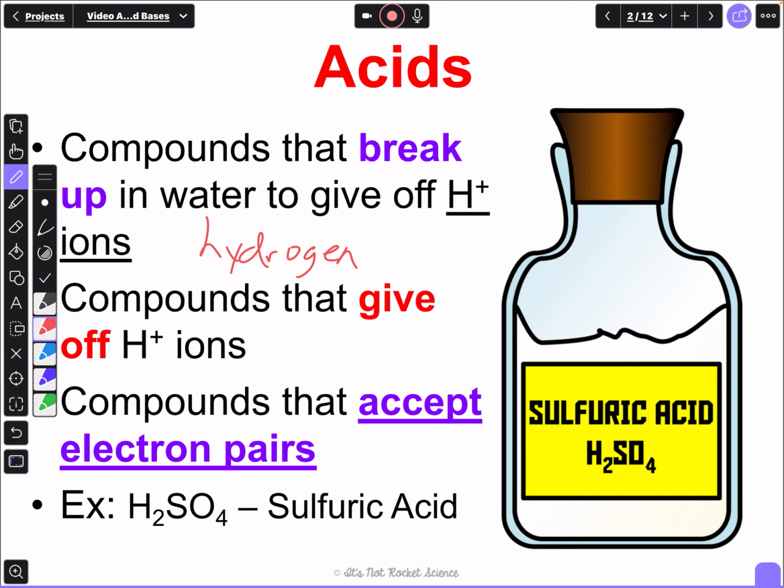Now, what it means by giving off hydrogen ions is, if you were to put sulfuric acid in water, it's going to dissociate into its ions. So you have H2SO4, you would have hydrogen ions in the water, and you'd also have sulfate ions, which, remember, the sulfate ion had a -2 charge, and you'd have sulfate ions all through there also. So that's what acids do when you put them in water.